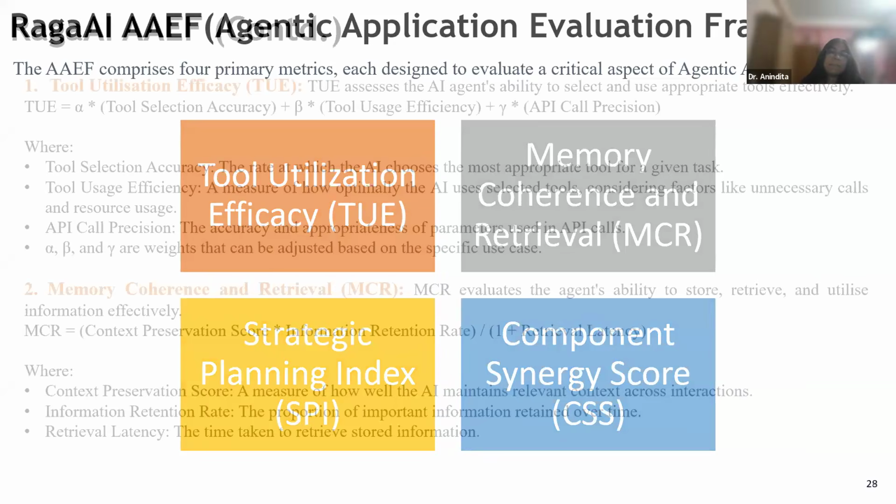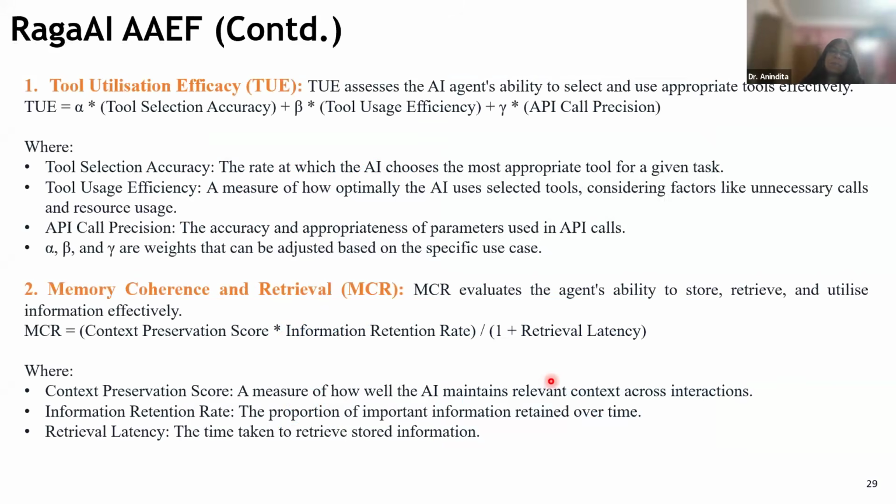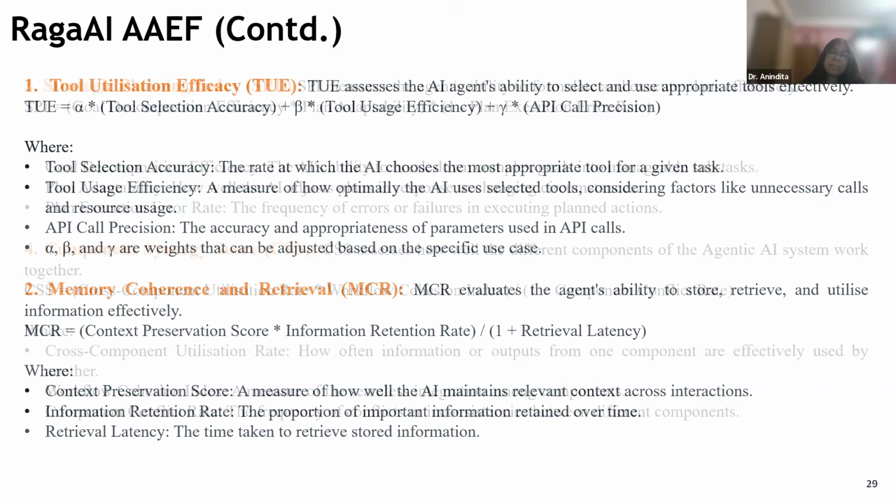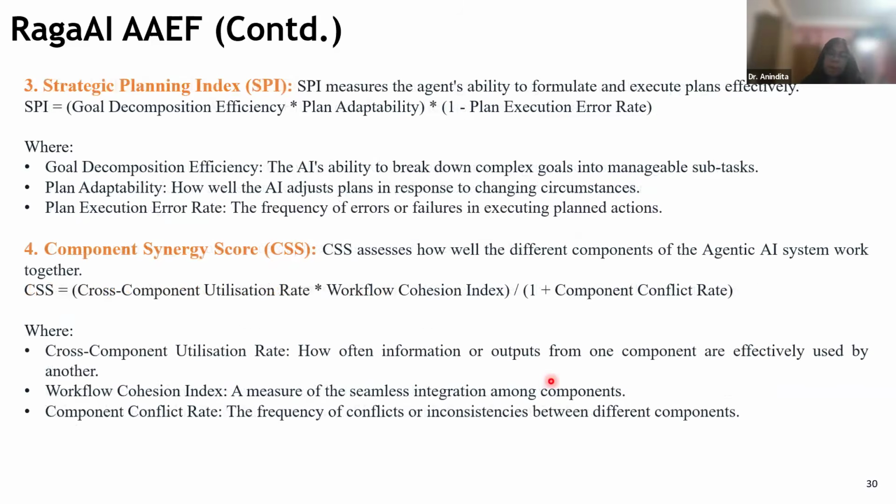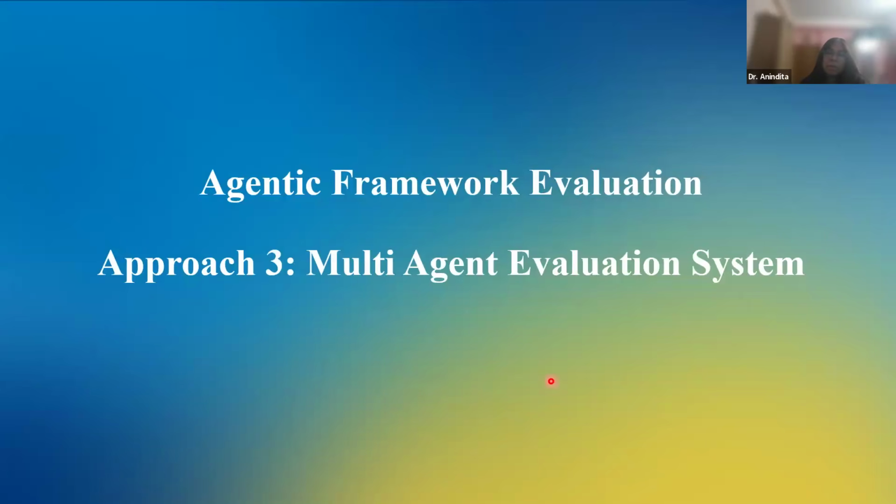So this is the Raga AI approach. These are the different calculations, and you can see all these things on the Raga site: how tool utilization efficacy is calculated, how memory coherence and retrieval is calculated. All these things you can access in Raga's framework, on Raga's AI site.